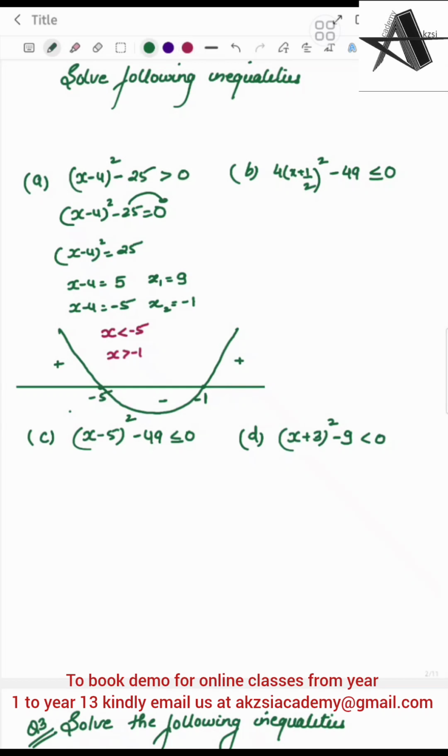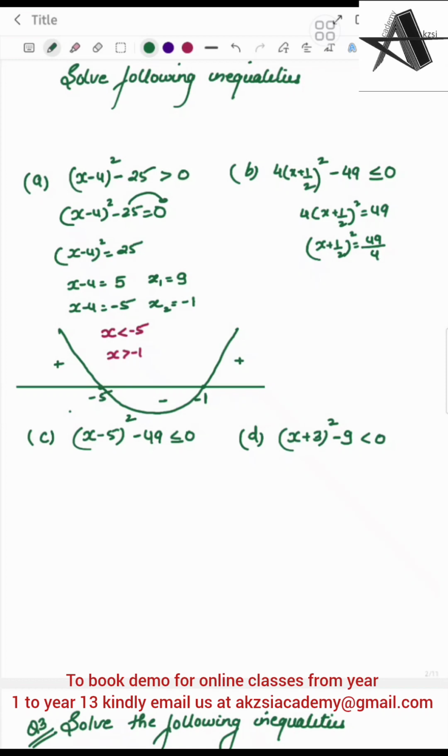Moving on to the next one. 4 times x plus half whole squared minus 14 less than equals 0. Same, I'll do 4 times x plus half whole squared equals 49. Then divide both sides. Don't take the root right here. Divide both sides by 4. We need to remove this thing. So x plus half whole squared is equal to 49 over 4.